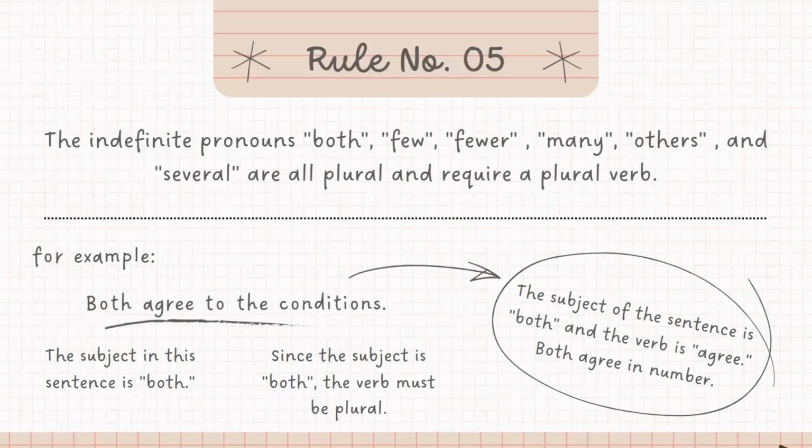And rule number 5 is the indefinite pronouns both, few, fewer, many, others, and several are all plural and require a plural verb. Both agree to the condition. Why? Because both means what? Both the person are applicable. They both are considered to be subjects, right? That is why it is considered to be plural. Both agree to the condition is a correct statement because both the subject and the verb are agreeing in number.